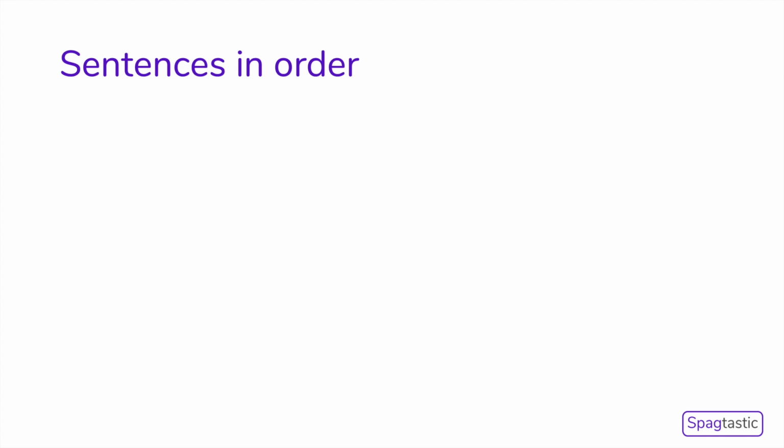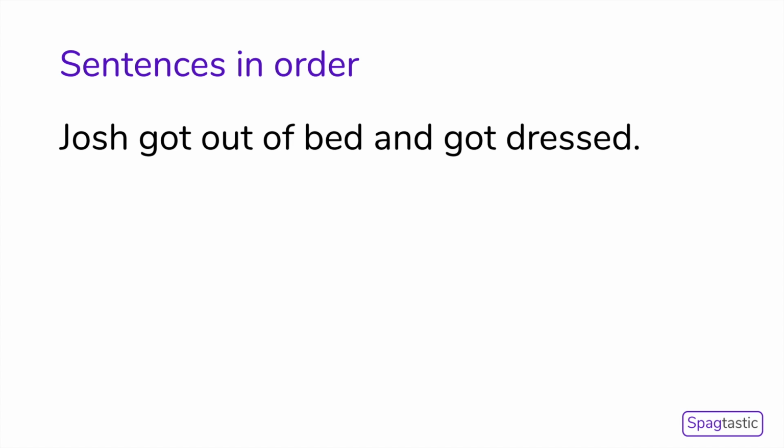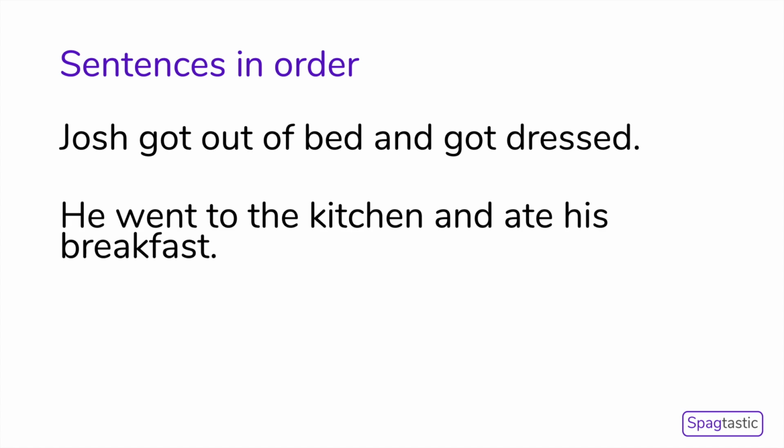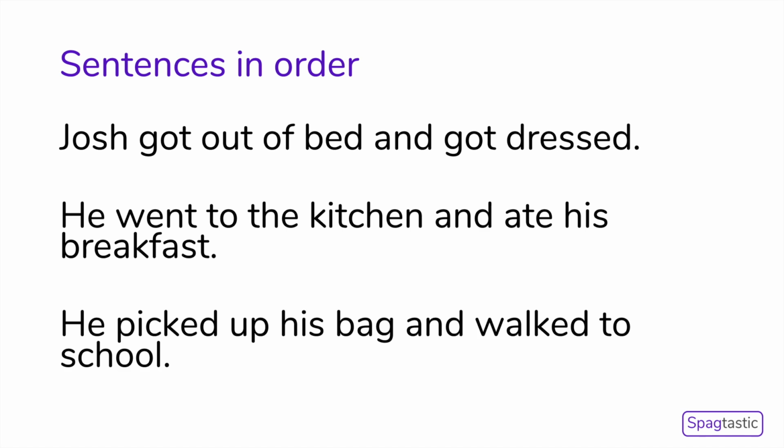We need to think about which sentence to put at the start. First, it needs to be, Josh got out of bed and got dressed. This sentence tells the reader that the sentence is about someone called Josh. Our next sentence is, he went to the kitchen and ate his breakfast. Our last sentence is, he picked up his bag and walked to school. The sentences are now in the correct order, so it is much easier for the reader to understand.